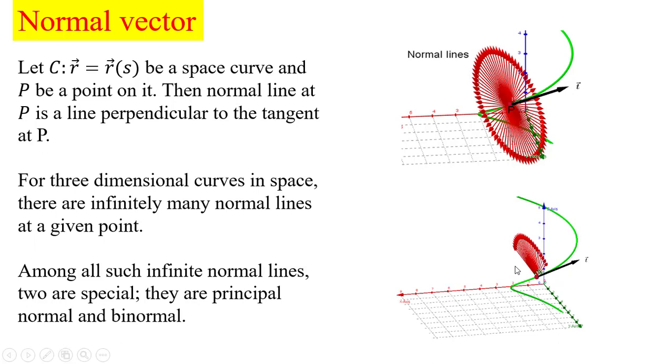In the figure, you can see there are infinitely many normal lines which are all perpendicular to the tangent at a given point. The black arrow is a tangent line and all red arrows are the normal lines.